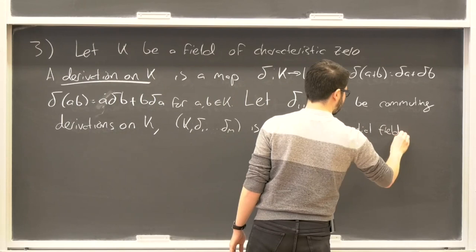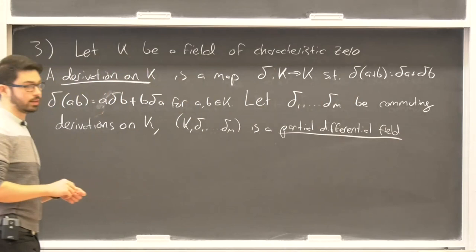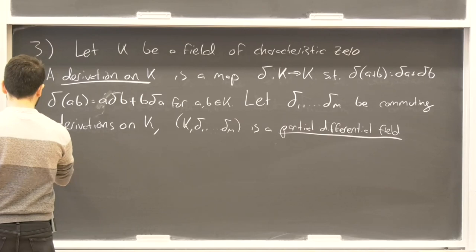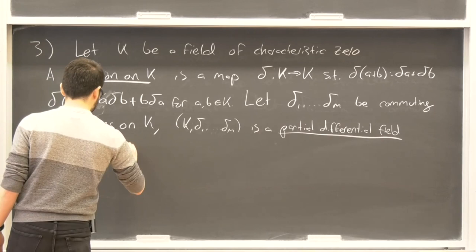And of course, there are a lot of examples of this, like power series in several variables, where the derivations are just derivatives with respect to each of these variables, things like that. So the theorem here is due to Kaplan, 1964.